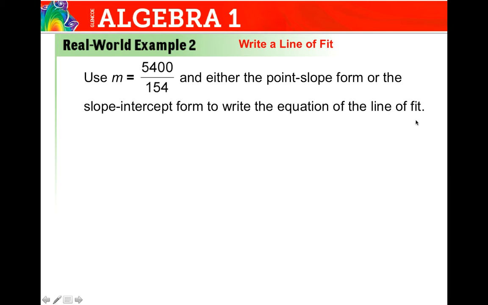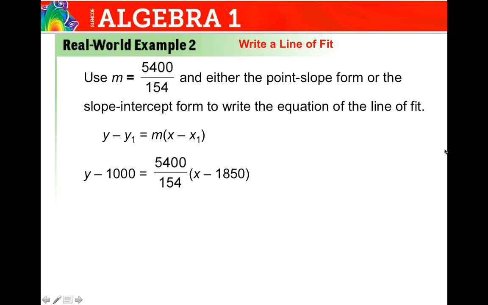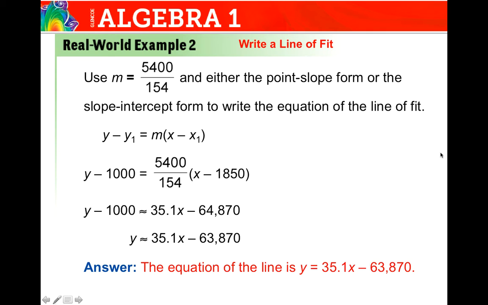So we're going to use our slope in either point slope form or the slope intercept form to write an equation of the line. Like I stated yesterday, I'm going to go with the point slope form of the line. I'm going to choose the point (1850, 1000) and our slope 5400 over 154 and plug it into point slope. We're going to distribute. And at this point, I can estimate what my slope is, 35.1, and then finish off. Our equation would be y equals 35.1x minus 63,870.